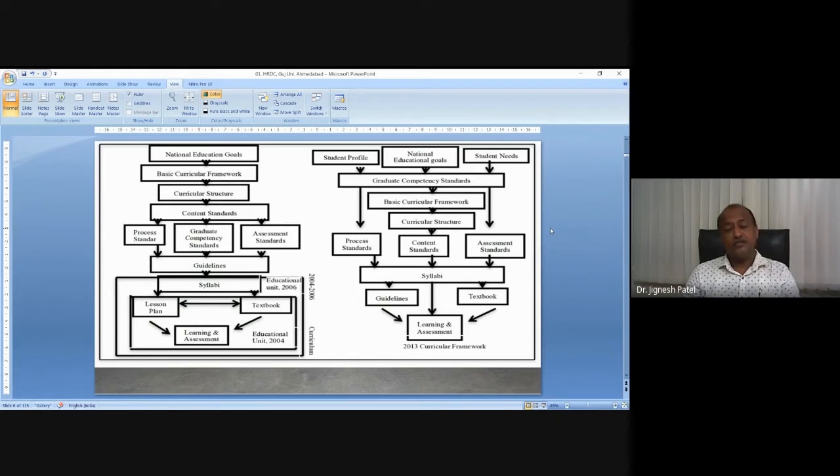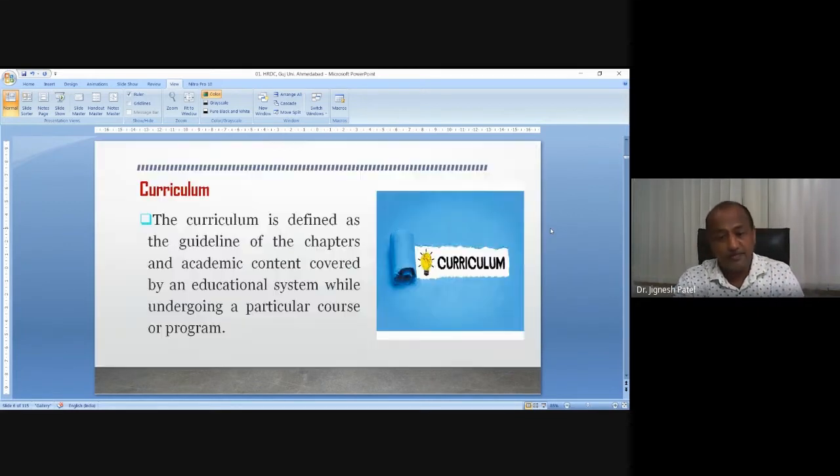Then after, the basic curricular framework should be framed. Then structure, in what sense the curriculum should be, that should also be discussed here. Then content standard, on the basis of all these things, we have to follow the process standard, graduate competency standards, and assessment standards. Already we have discussed this, so we are not going too deep into this chart, but all these things should be kept in mind while framing the curriculum.